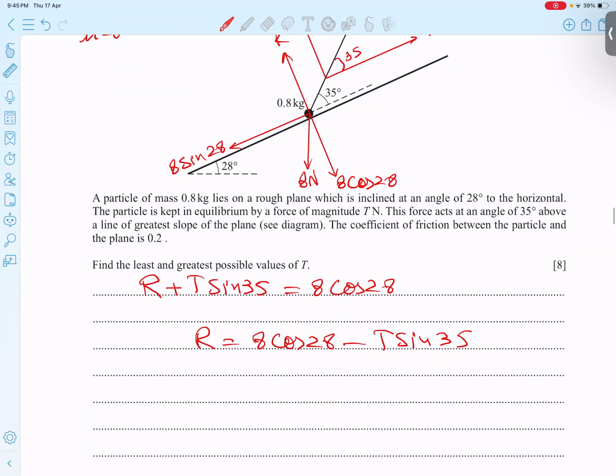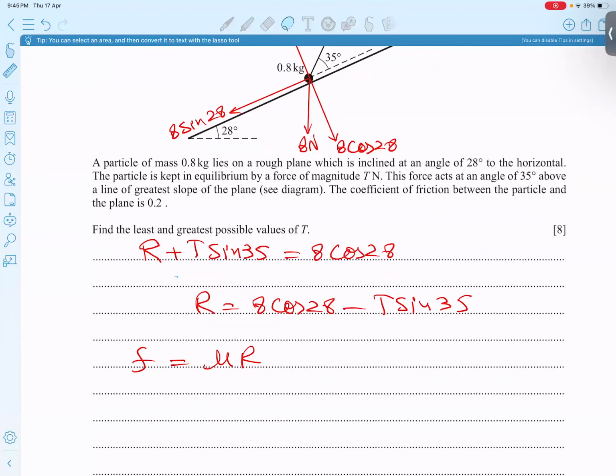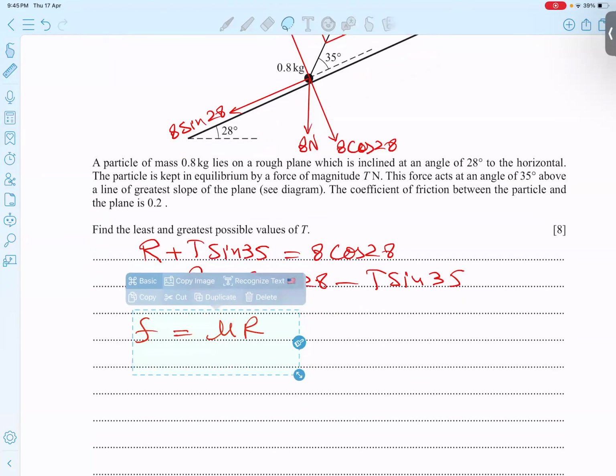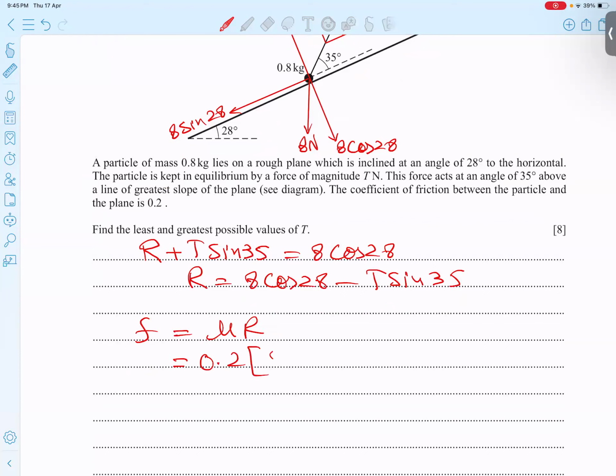And what is the formula of friction given? F equals mu R. F is equal to mu R. One minute, please. Let me write it closer because otherwise I can't write through. Okay, mu is what? 0.2, students. So 0.2, and the R value is 8 cos 28 minus T sine 35.